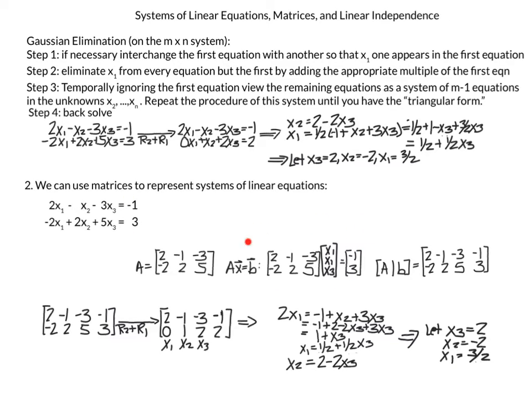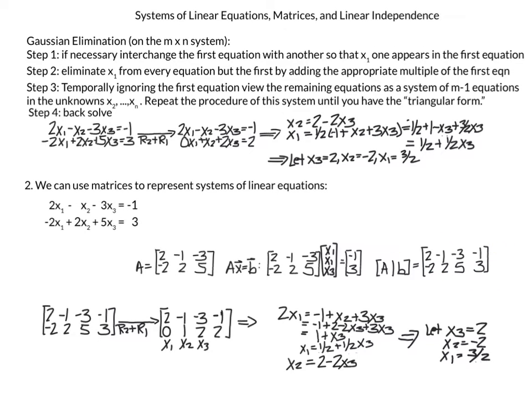So I will talk about matrix multiplication in a few slides and tell you how this multiplies out and gives you exactly the system of linear equations. But for now, I'm going to say we have this matrix here of coefficients, and then the augmented matrix is the matrix A along with the vector B. So here is our augmented matrix.